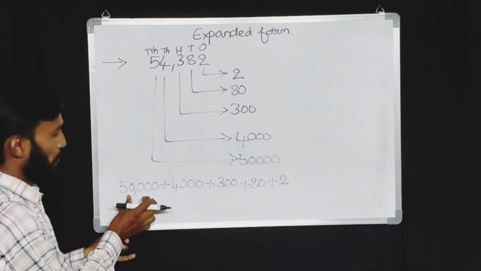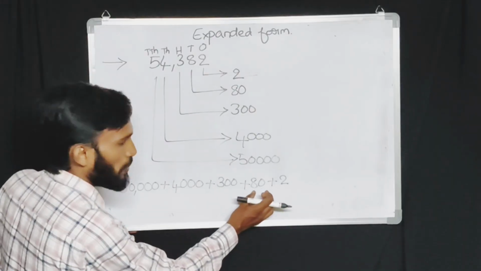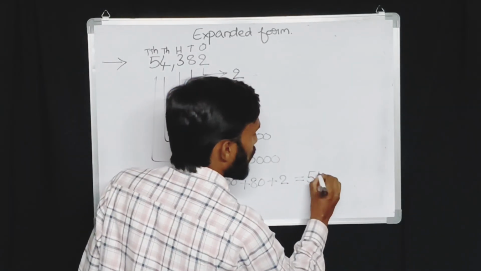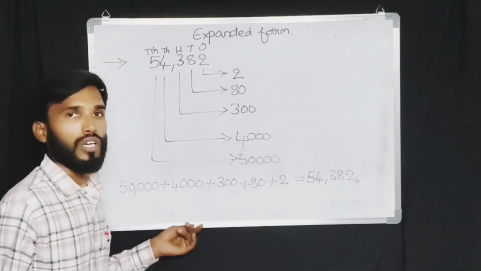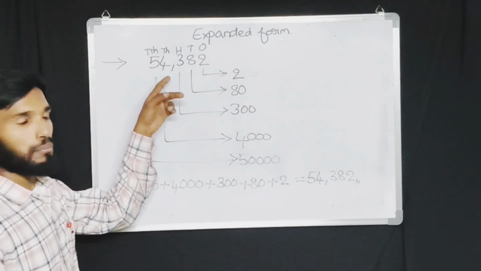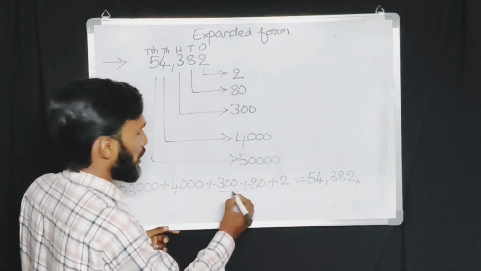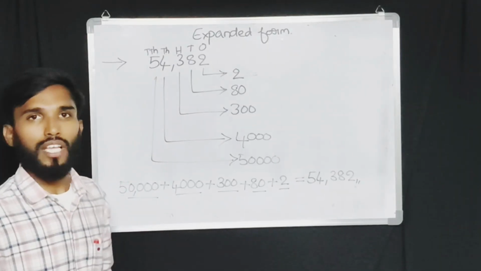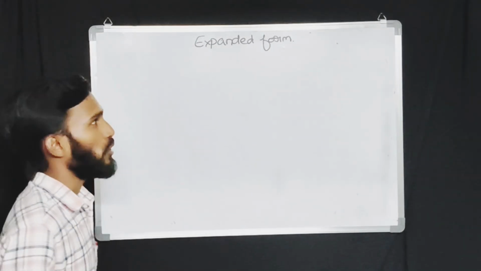See here, 50,000 plus 4,000 plus 300 plus 80 plus 2 is equal to how much? 54,382. That means breaking down a number according to its place value and expressing each value of the number. Now this is example 1. Now see another example.